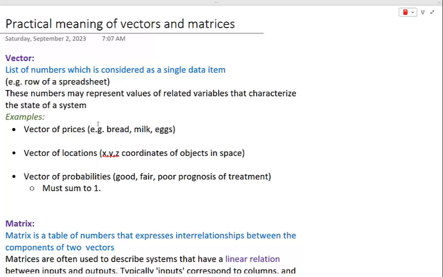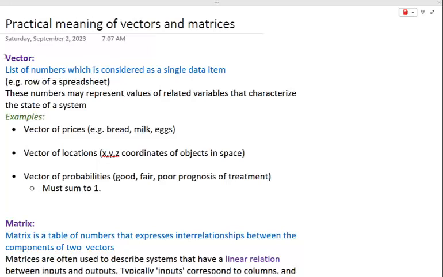Hi, in this video I'm going to talk about the practical meaning of vectors and matrices. Now you can talk about the mathematical behavior of vectors and matrices, but what I want to talk about is really how they relate to real life situations and why they're so useful in modeling systems.